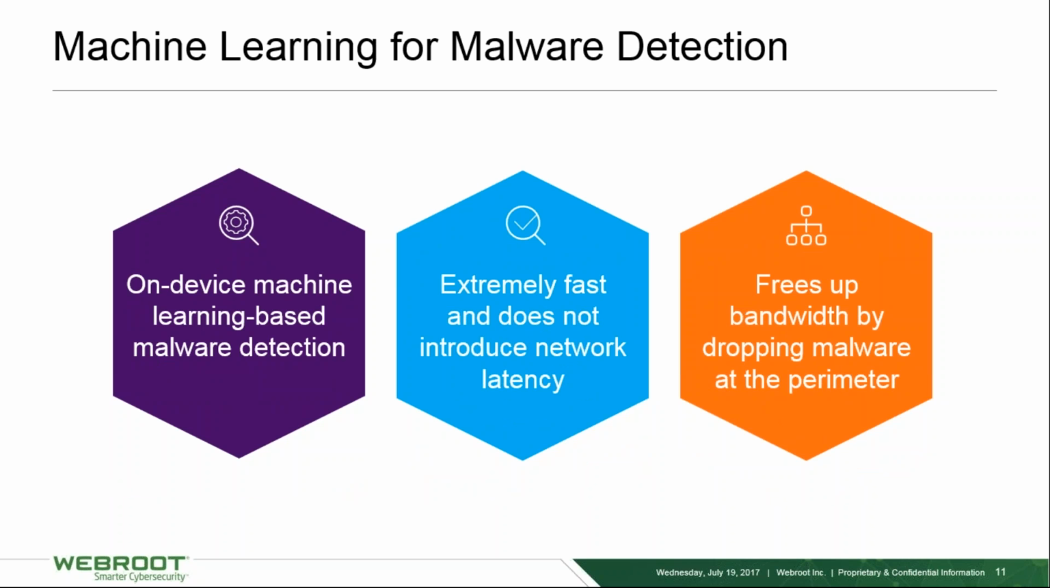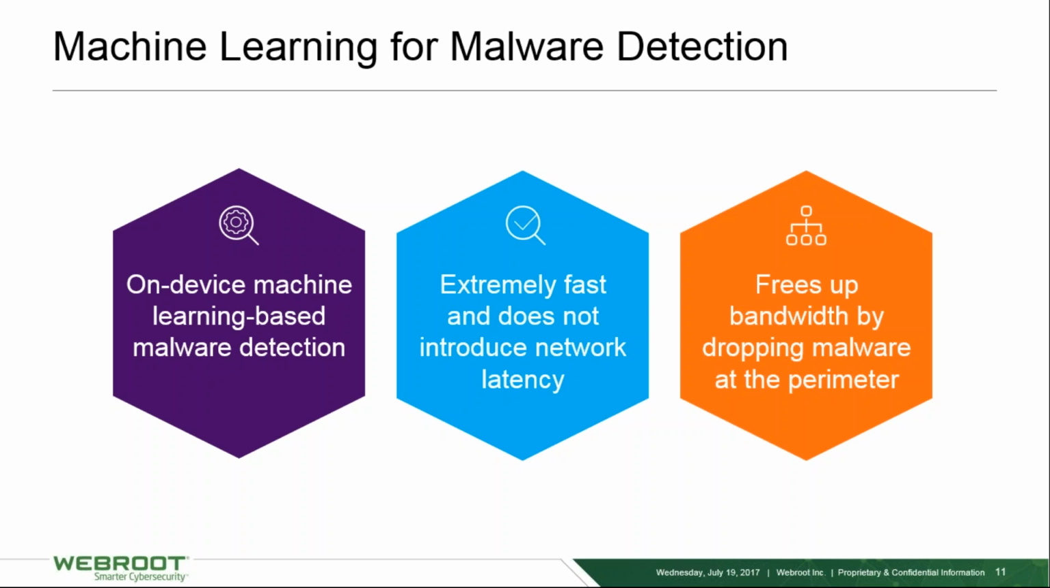So in terms of machine learning based malware detection, we talked a little bit about that this is on-board machine learning detection. We're able to analyze packets of every file as they stream through a network device. And we do this by byte parsing of the file. So this is extremely fast technology. It does not introduce network latency. We're able to analyze and make determinations on packets very quickly as the files are downloaded. The net result is that this frees up network bandwidth.